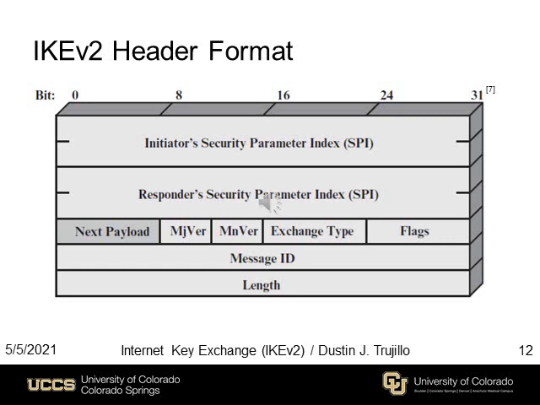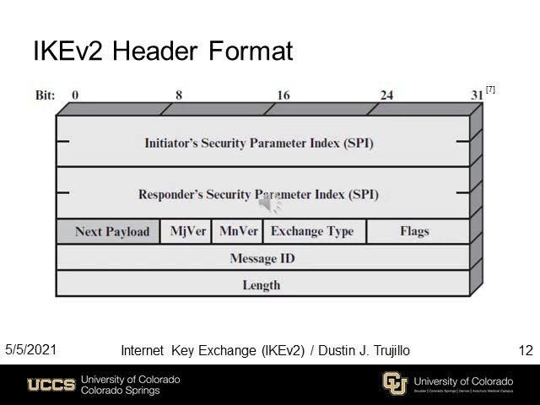Digging more into the header format, as you can see on this slide, it consists of the following fields: initiator SPI, responder SPI, next payload, major version, minor version, exchange type, and flags. Regarding initiator SPI, that is 64 bits, and that refers to a value chosen by the initiator to identify a unique IKE security association. With regards to the responder SPI, that is also 64 bits, but that's a value chosen by the responder to identify a unique IKE SA.